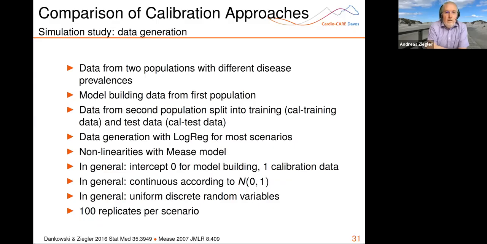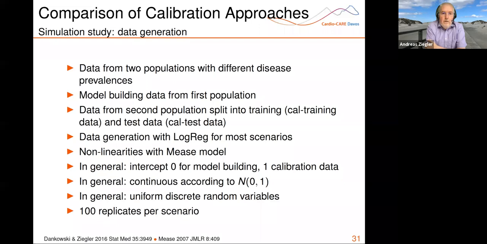So what we generated was data from 2 different populations. One was the training population and one was the validation population. And of course, we used different disease prevalences. Otherwise, calibration is not necessary if everything is just identical. So we really used different disease prevalences.